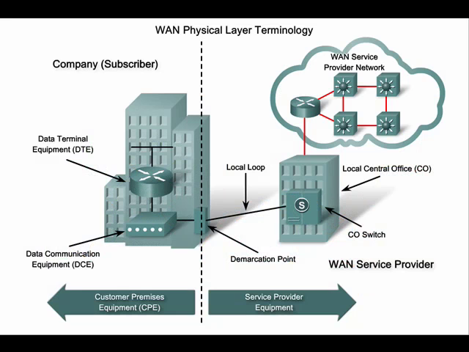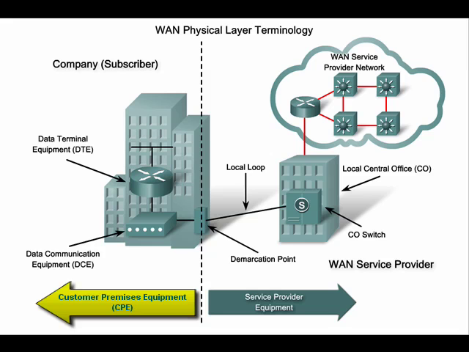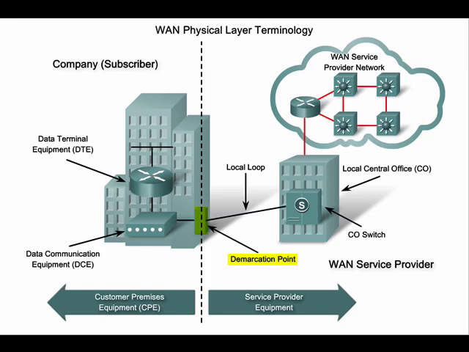WAN access standards typically describe both physical layer delivery methods and data link layer requirements, including physical addressing, flow control, and encapsulation. The WAN access physical layer describes the physical connection between the company network and the service provider network. Terminology commonly used to describe physical WAN connections include customer premises equipment, or CPE, which are the devices and wiring on the subscriber side of the demarcation point. The demarcation point is the cabling junction box that connects the CPE to the service provider. The local loop is the actual cable that connects the CPE to the central office of the service provider.